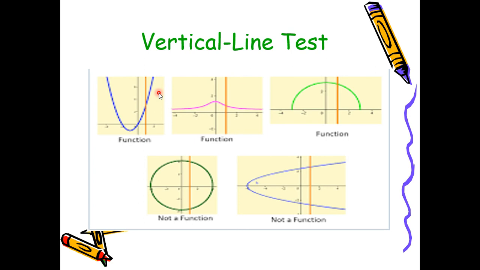So, ayan yung mga example ng graph, pero hindi pa po yan lahat. Okay, ito lang po yung mga example na masasabi nating function, masasabi nating not a function. Unahin natin dito si unang graph. So this first graph is a quadratic function since the graph is a parabola, open upwards. So masasabi natin siya na function, yes, this is a function, pero bakit sir?